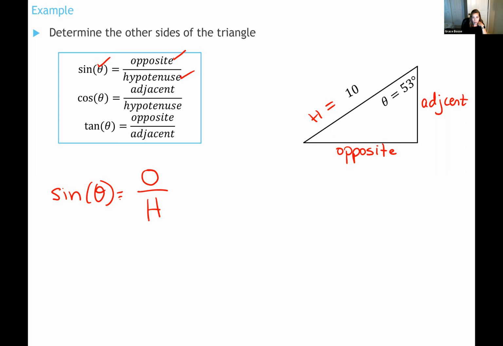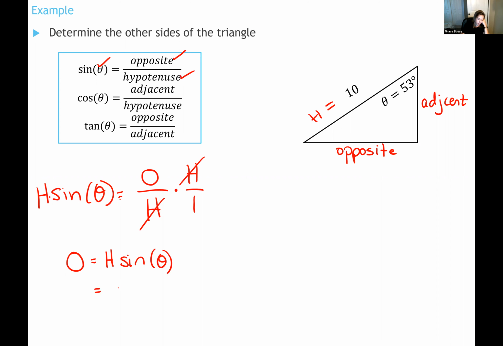Let's solve this equation algebraically first before we plug in numbers. So I'm going to multiply both sides by the hypotenuse. That'll cancel the hypotenuse in the denominator with this hypotenuse in the numerator. And so I get that the opposite side is the hypotenuse times the sine of theta.